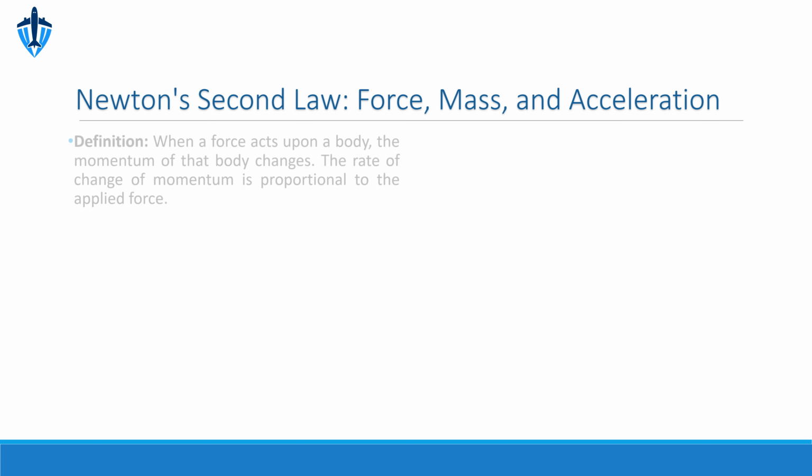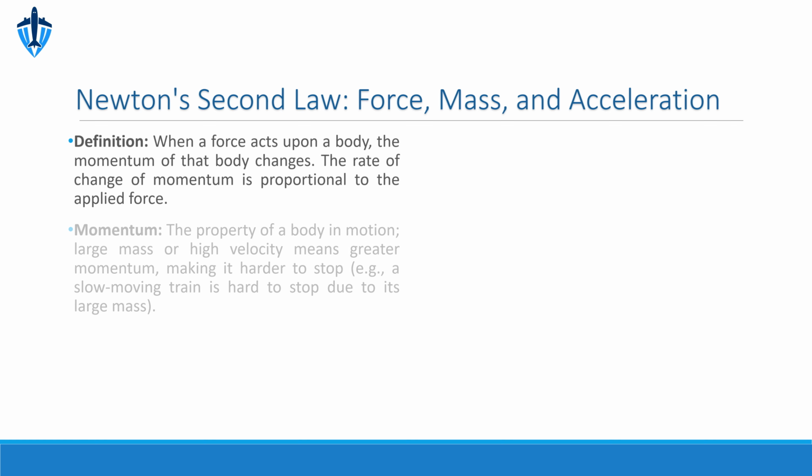Newton's second law describes the relationship between force, mass, and acceleration. It states that when a force acts on a body, its momentum changes, and the rate of this change is directly proportional to the applied force. Momentum, a property of moving bodies, is crucial here. A body with great momentum, like a train, is difficult to stop even at low speeds due to its large mass. This law gives us the fundamental equation: force equals mass times acceleration, F equals ma.